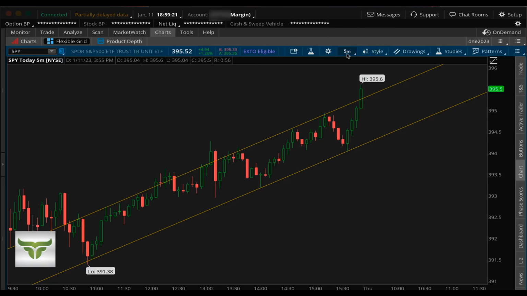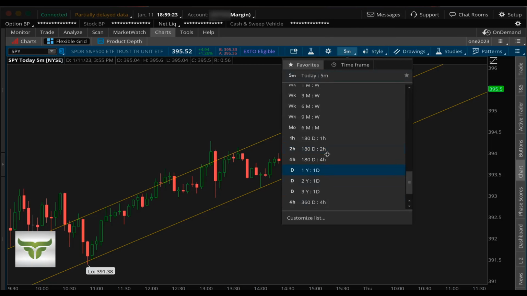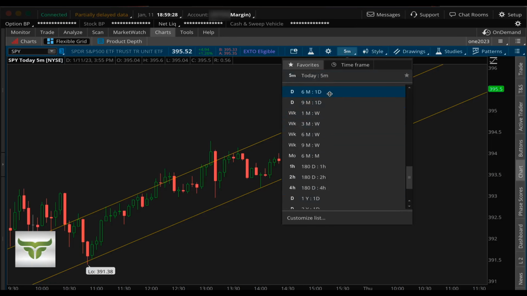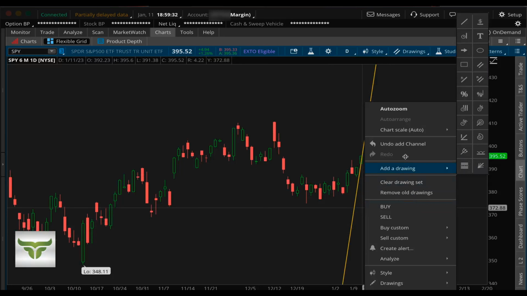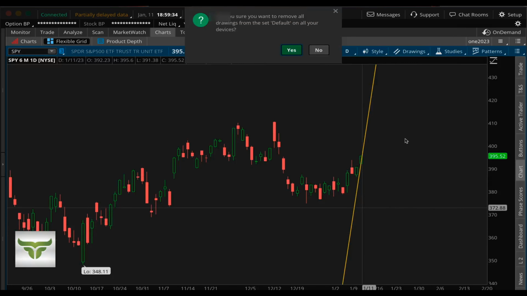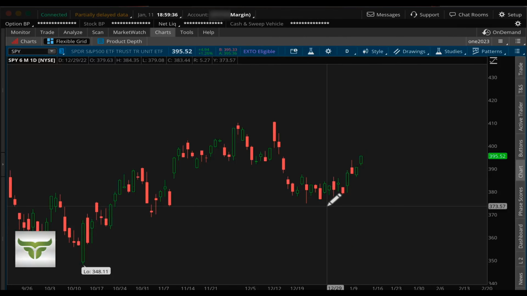So let's come back over here and come down to a 6-month 1-day chart on the SPY, right? So there's your trend, right? Here we are, gap up right here. Gap up right there.